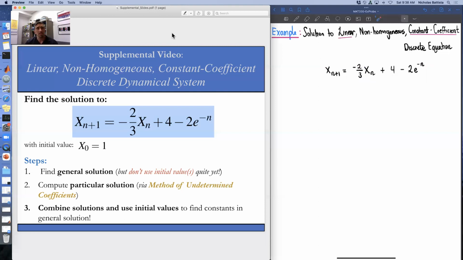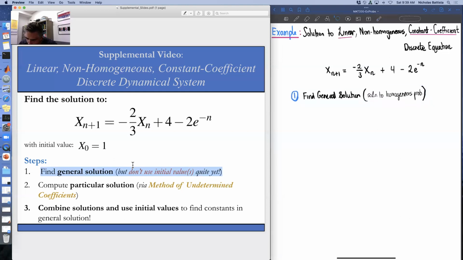Now, for this problem, there are three general steps in how we go about the solution. The first thing that we'll do is find what we call the general solution or the complementary solution, and this is going to be the solution that solves the homogeneous problem. From there, we're going to look for a particular solution using the method of undetermined coefficients, and this will be the solution that actually solves the non-homogeneous equation that we see here. And then finally, we'll recombine in the last step, and use the initial values to find all of the unknown constants in our solution. So let's begin by finding the general solution or the complementary solution.